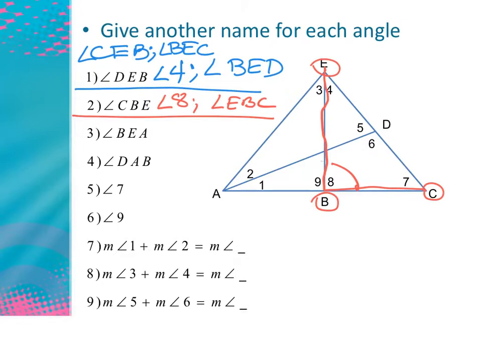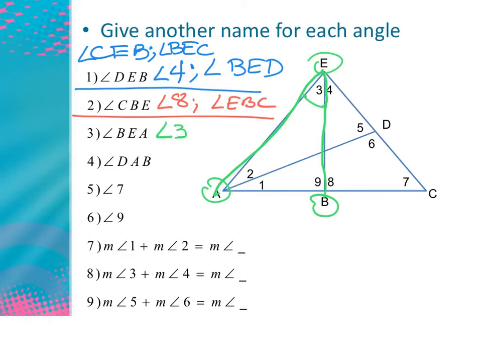The next one. It's telling me to go from B to E to A. So I'll go in the order. So B, E, A. I can name this angle 3. I can also reverse the original letters. Call it AEB. That's it on that one.